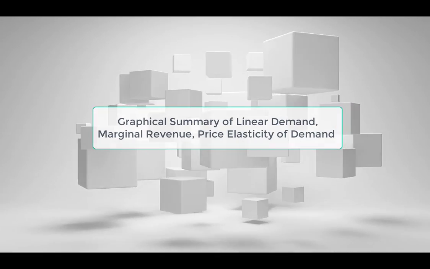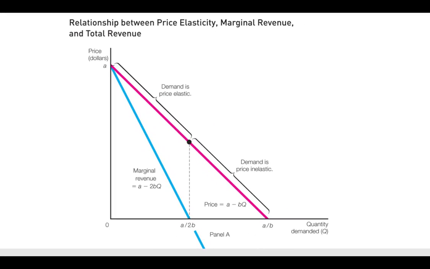Alright, let's summarize the relationship between total revenue, marginal revenue, and price elasticity of demand for a linear curve. Here, the linear demand function is drawn as this red curve, which is P equal A minus BQ. And we know that for this linear demand function, written in inverse demand functional form with P on the left-hand side, marginal revenue can be written as A minus 2BQ.